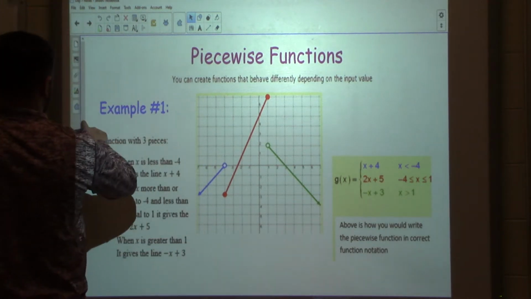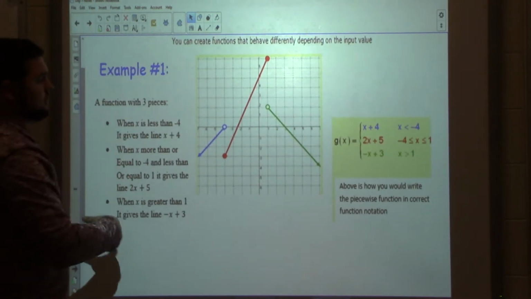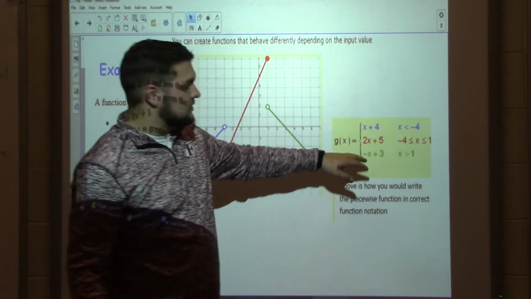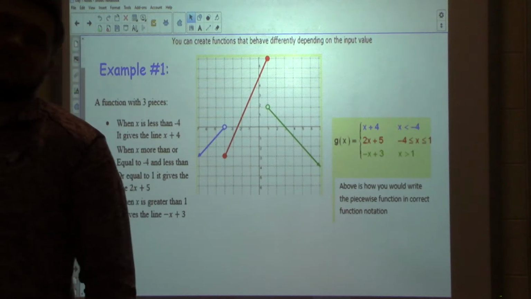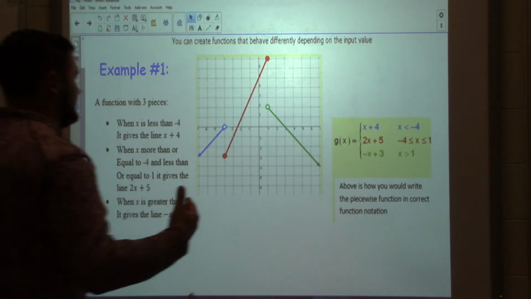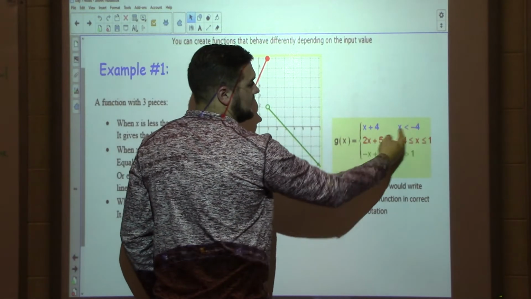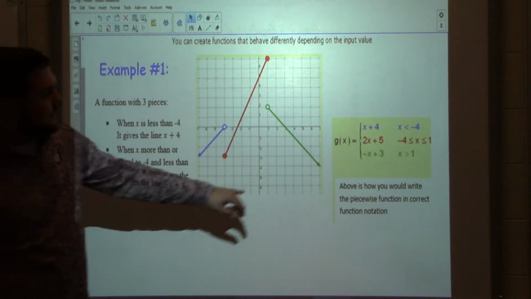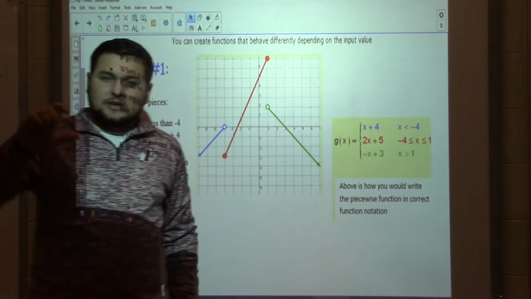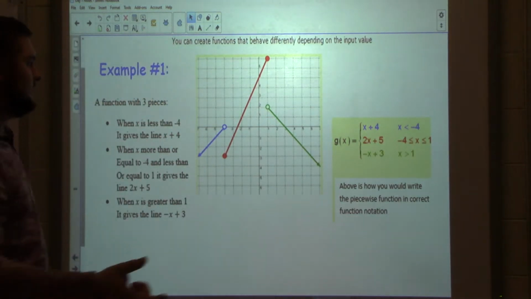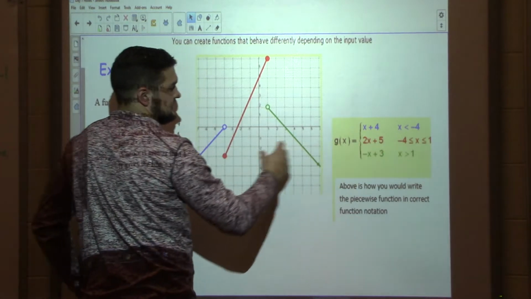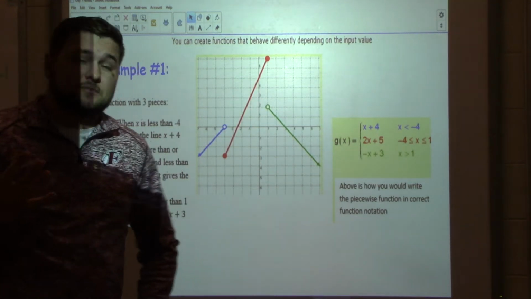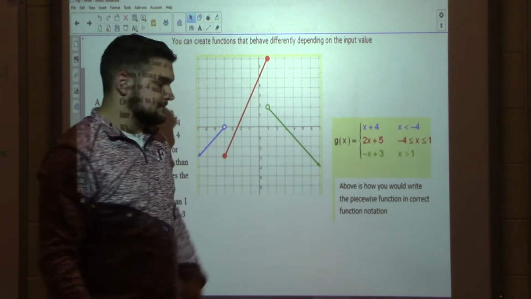So if you look up here, example 1 is a function that has 3 pieces, right? There's a blue, a red, and a green. Each one correlates to a different function based on what our x values are. If we have an x value that is less than -4, we use the function x plus 4, and that's what's graphed here in blue. If we have an x value that's between -4 and 1, we're going to use 2x plus 5 as our function, that's graphed here in red. And if x is greater than 1, we're going to use -x plus 3, that's graphed in green.